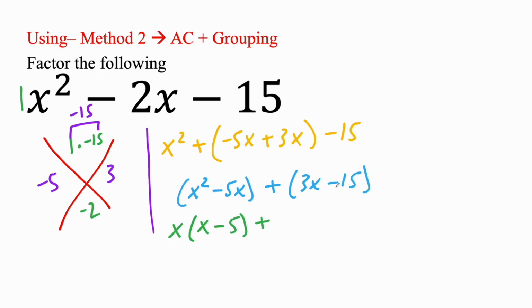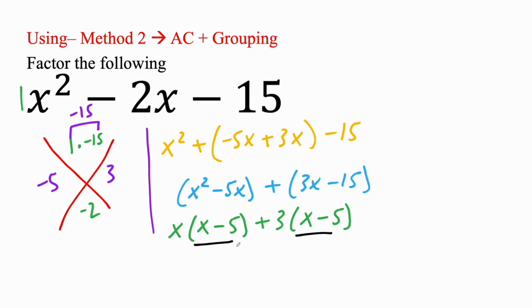Now we focus on these two pieces, and we think to ourselves, what could we factor out? And we could factor out a 3. Then we say 3 times what is 3x? That's going to be x. 3 times what is negative 15? That's going to be negative 5. And at this point, you see something special. You see x minus 5, x minus 5.